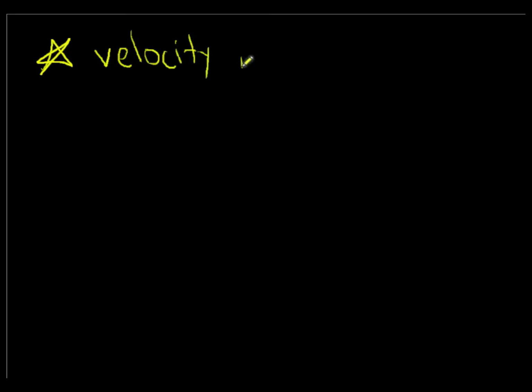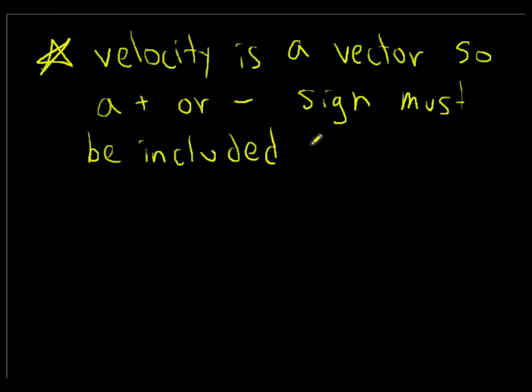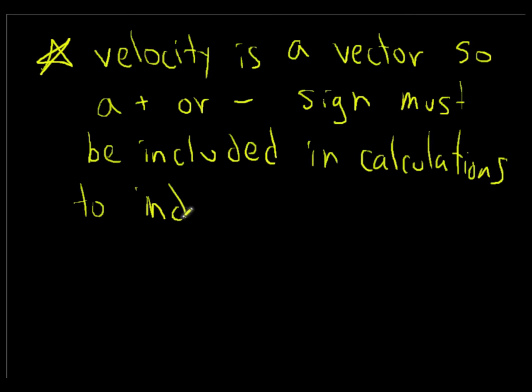Very, very important in acceleration calculations. Since velocity is a vector, plus or minus signs must be included in calculations to indicate direction. If you don't use your plus and minus signs in your calculations, you will get incorrect answers for acceleration.